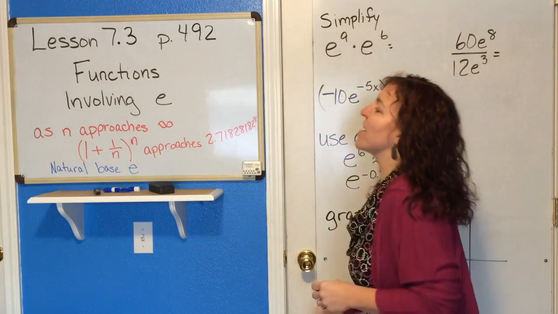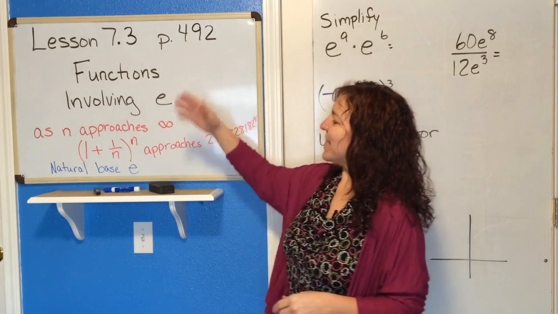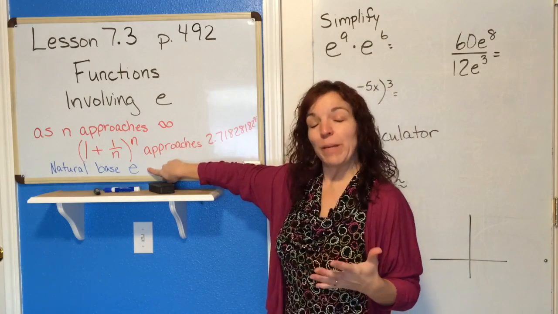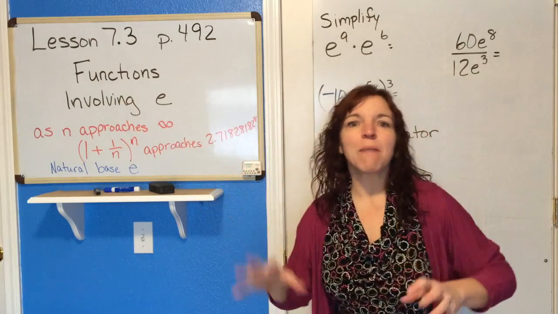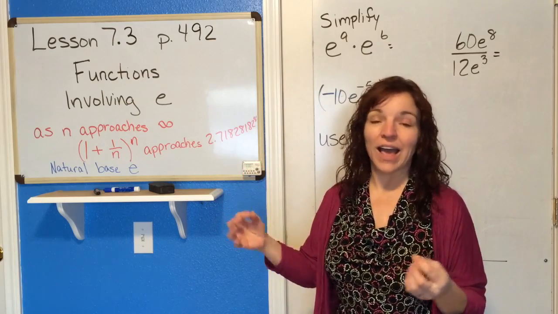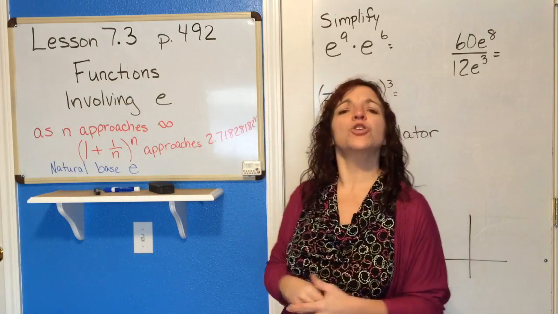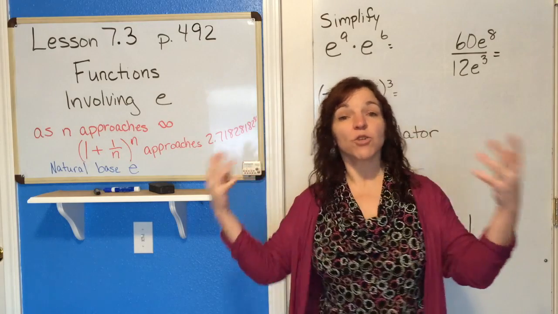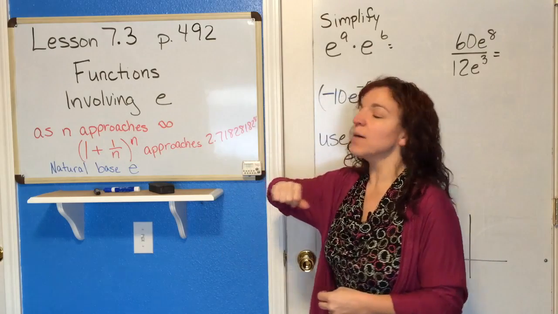Section 3 of Chapter 7 is functions involving e. Now, e is what we call the natural base e, and this number is a phenomenon in math, kind of like pi or the imaginary number i, and it's actually named e after Leonhard Euler. So if you discover a number, then you get to name it after yourself. So there you have it. So that's where the e comes from.